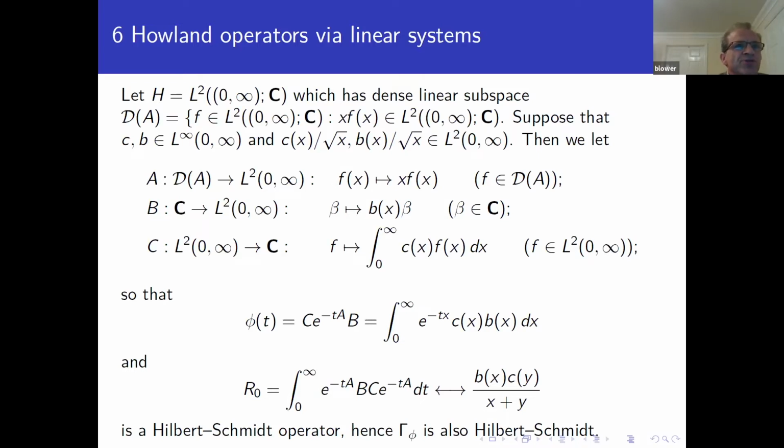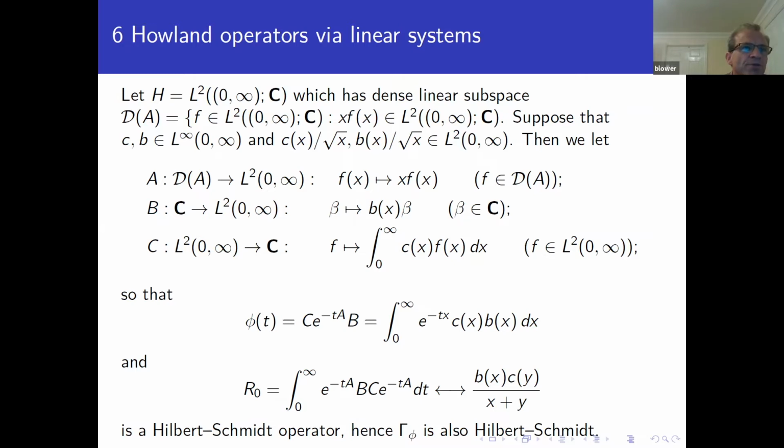Howland didn't really spell out the connection between linear systems and Howland operators, so I'm just going to do this here. The construction is relatively straightforward. I'll begin just by talking about the operators. We're going to be taking the state space to be L2 on the positive semi-axis, and the main operator is basically A, which is just multiplication by x. To get the B operation, you just take a scalar and multiply by a fixed function B of x. To get the output operator, you just integrate your function against a fixed function C of x.